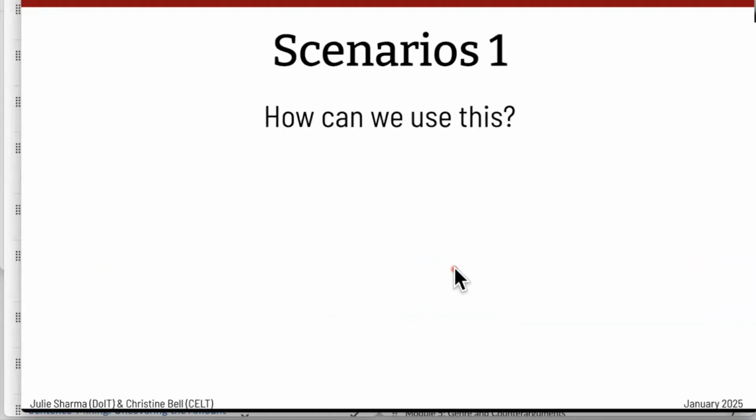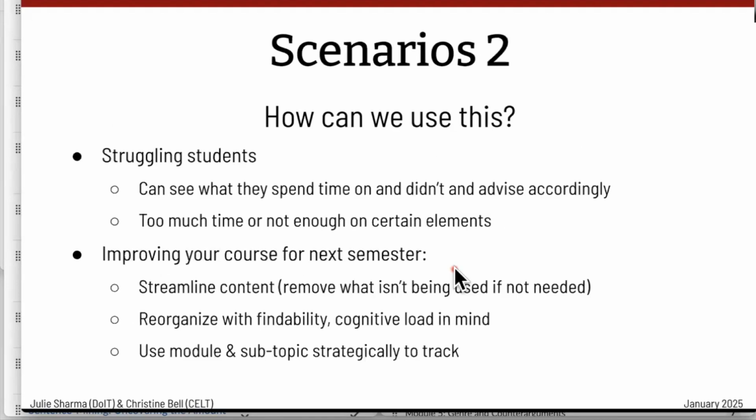So scenarios, how can we use this? We have some ideas for you. Struggling students, you can see what they spend time on and what they didn't. Maybe they're spending too much time on something, like I mentioned before. So it's not always about, oh, you didn't spend the time. Sometimes it's like you spent 4 hours on this 4-page paper. Like, what's going on here? Maybe if you see that, it's time to pull that student in and say, hey, listen, what's going on? Do you want me to hook you up with a tutoring center, or what's the issue here?